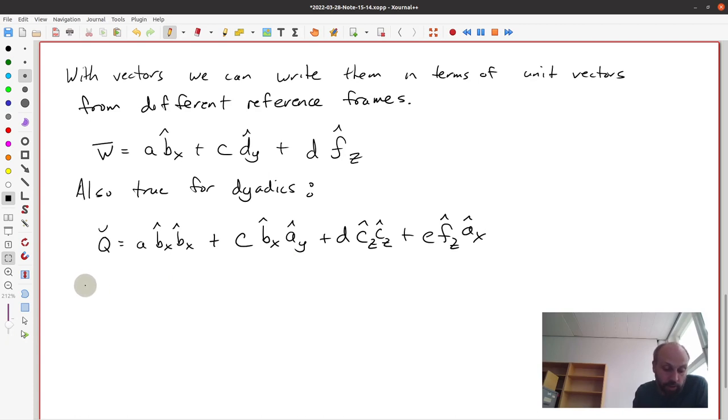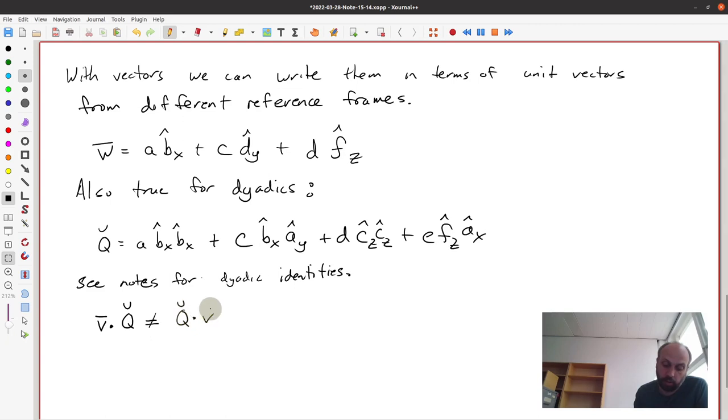But the notes have some properties of dyadics or identities, just like we have with vectors. See notes for dyadic identities. Okay, the key one though is you can dot vectors with dyadics, and they will give you a vector as a result of that. These though are not commutative, so this does not equal that dyadic Q dotted with V, right? So they don't commute in general.